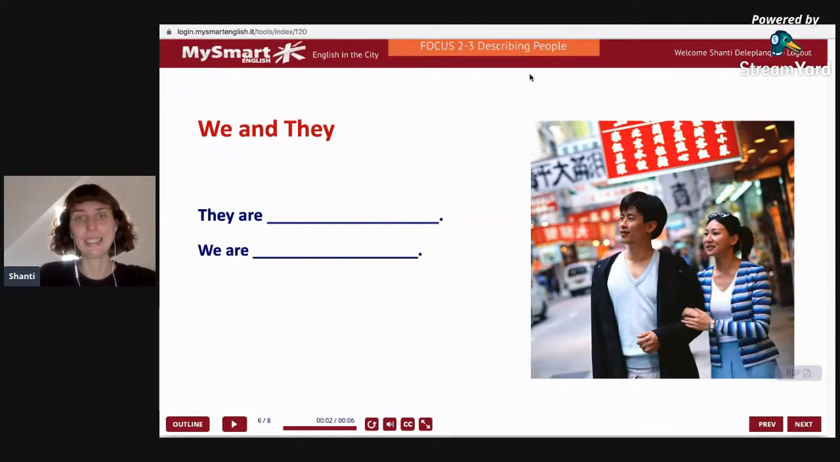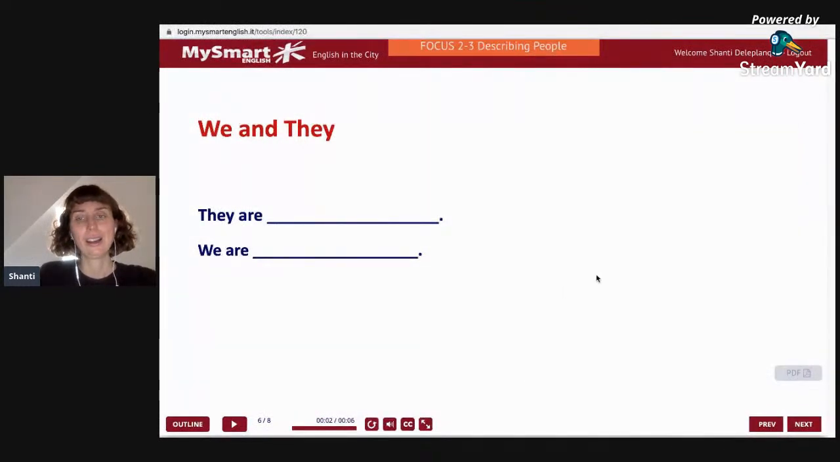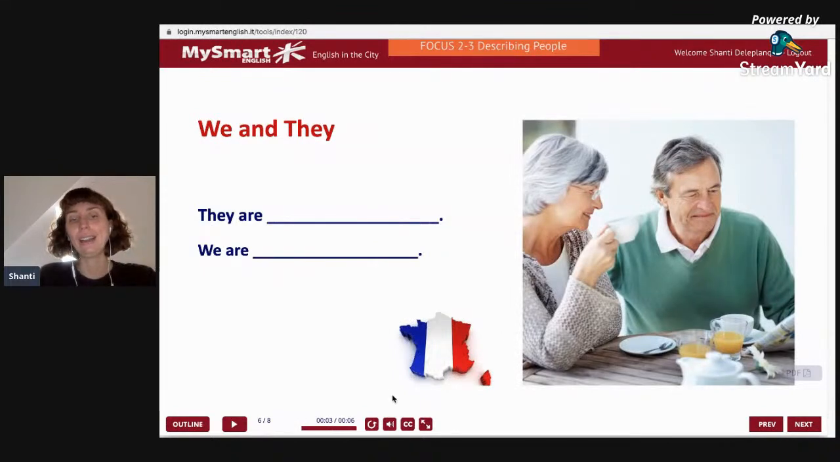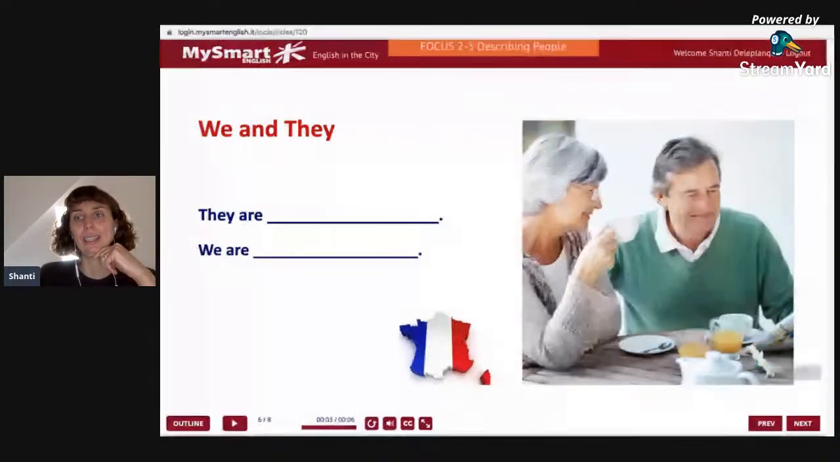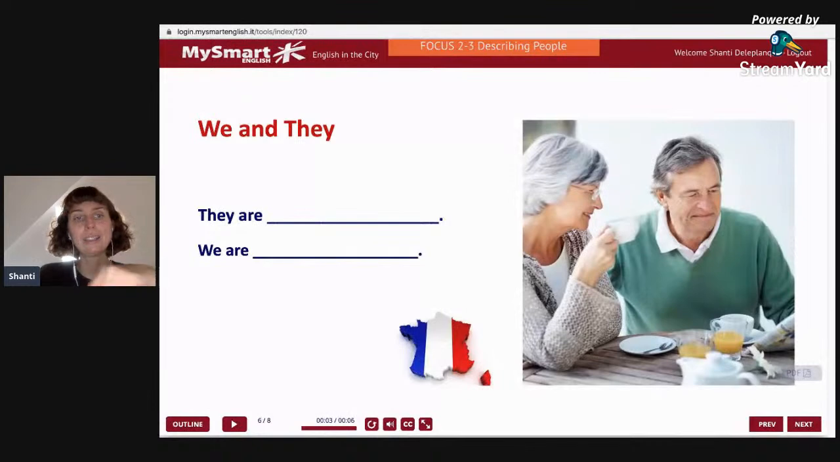Okay, let's see. Okay, here you can see there is a little map of France. Yeah, so we know the nationality. What can we say about these people, these two people?